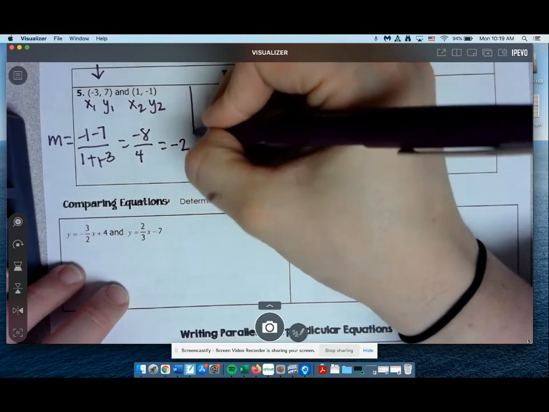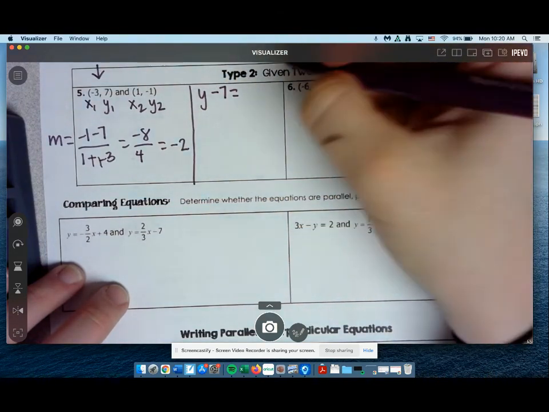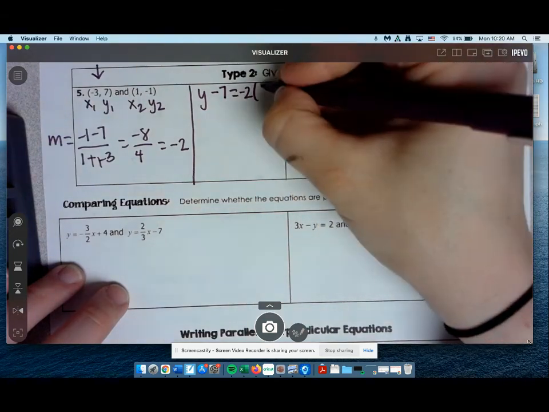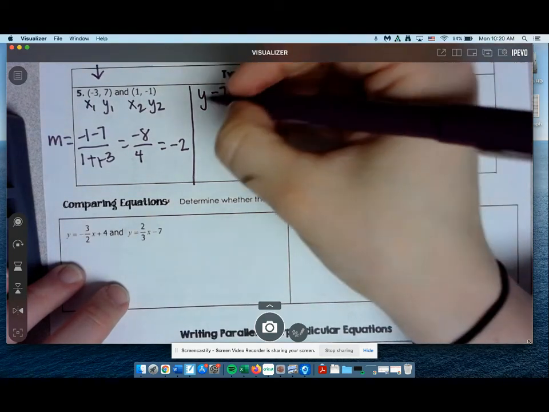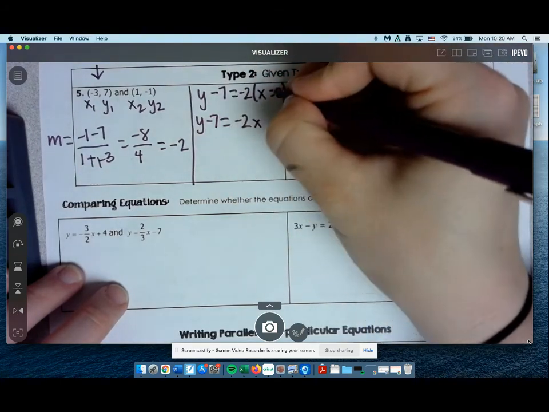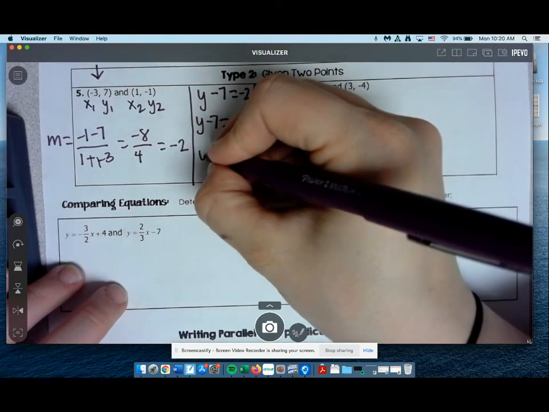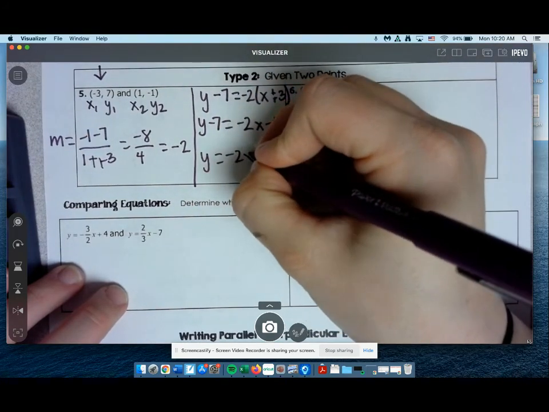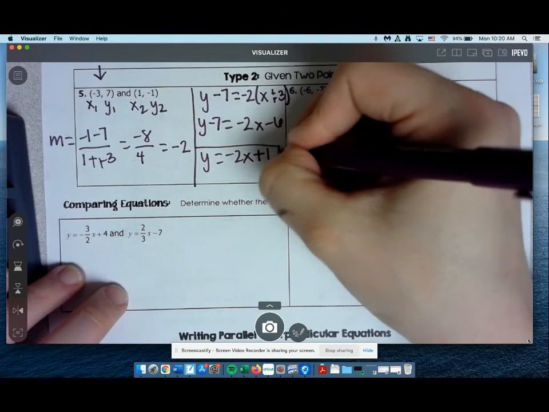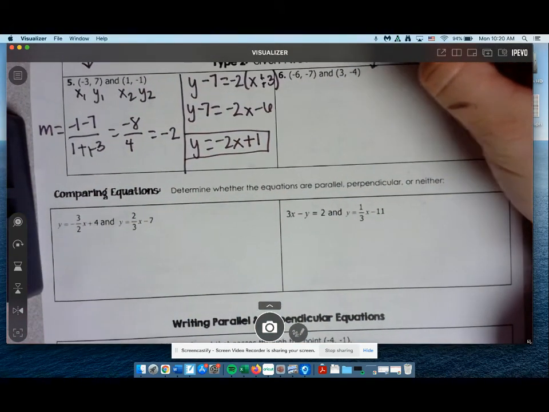So I'm going to have y minus our y coordinate of 7, equals our slope times x minus negative 3. y minus 7, distribute that negative 2. Negative 2 times 3 is negative 6. Add over our 7, negative 2x plus 1. We'll do this one in class tomorrow.